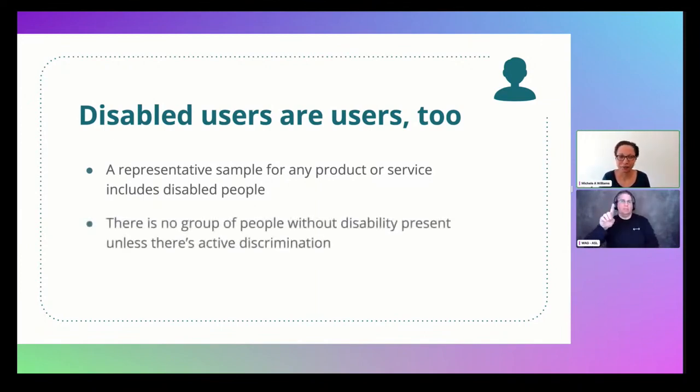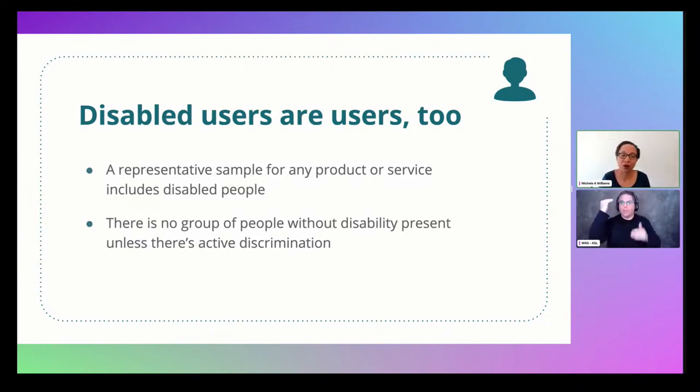And with that, I have a maybe controversial statement: there is no group of people without disability present unless there's active discrimination. Now that may sound a little harsh, but here's what I mean. Because disability is so prevalent, we know the numbers such as 1 in 4, 1 in 5 people from things like the census or CDC. We know those don't even account for cognitive disabilities as much as they probably should or can, because those don't have as much diagnoses and accounting for them. And they only include adults and not children.